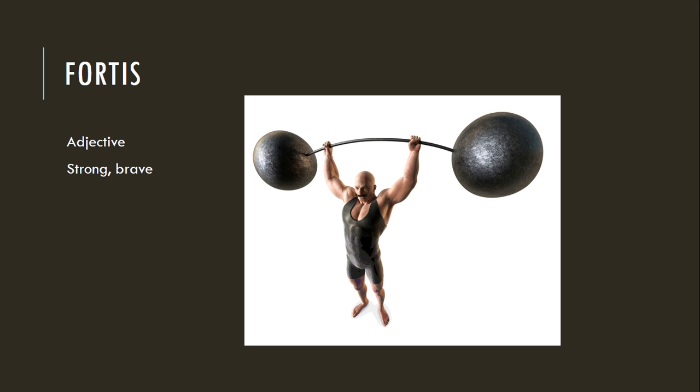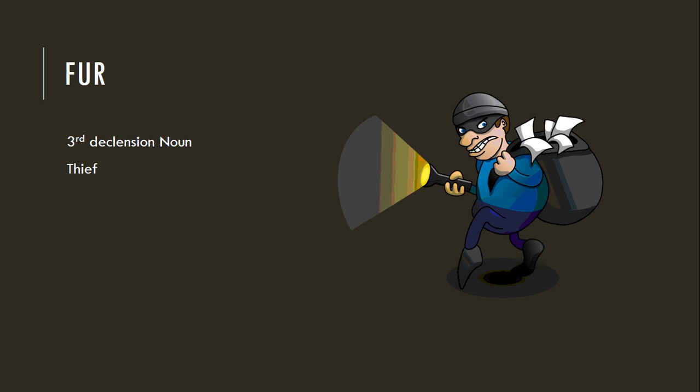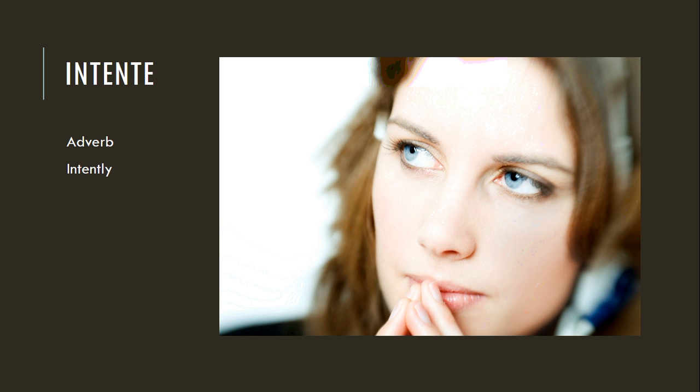Our next word is fortis, an adjective that means strong or brave. So the vir est fortis, the man is strong. Our next word is a third declension noun, fur, means thief. So fur circumspectat, the thief is looking around. After that, we have intente, an adverb that means intently. So here, the femina intente spectat, the woman intently watches.